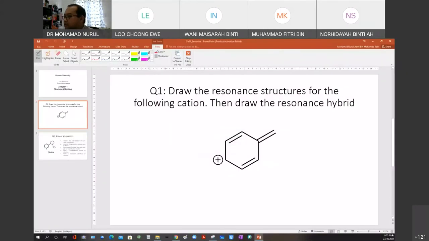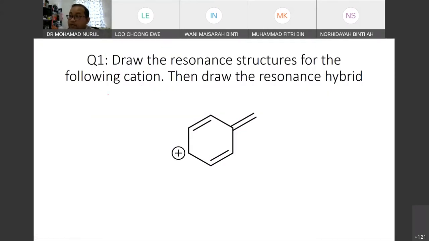Okay, do it again. It's quite a long time to use this pen. First, what we can do is like this. You move here, and the arrow should be like this, not a single-headed arrow. So draw the new arrangement of the compound. Again, like this, and you have to calculate the formal charge roughly. From here, the positive charge has moved to here.